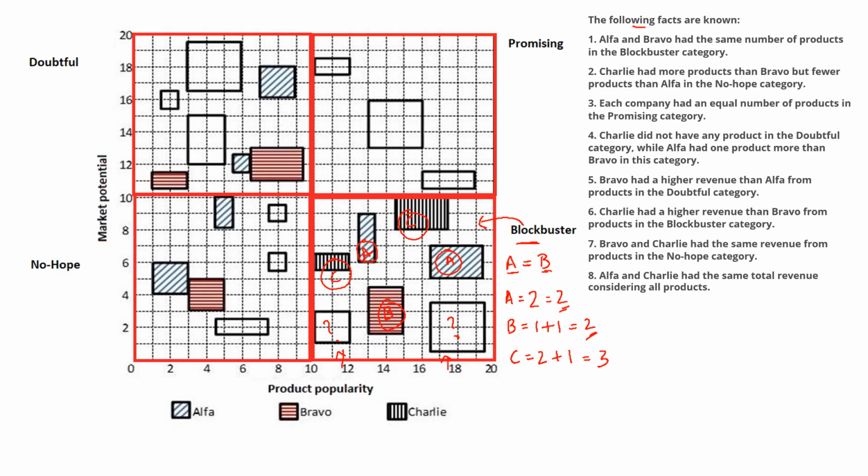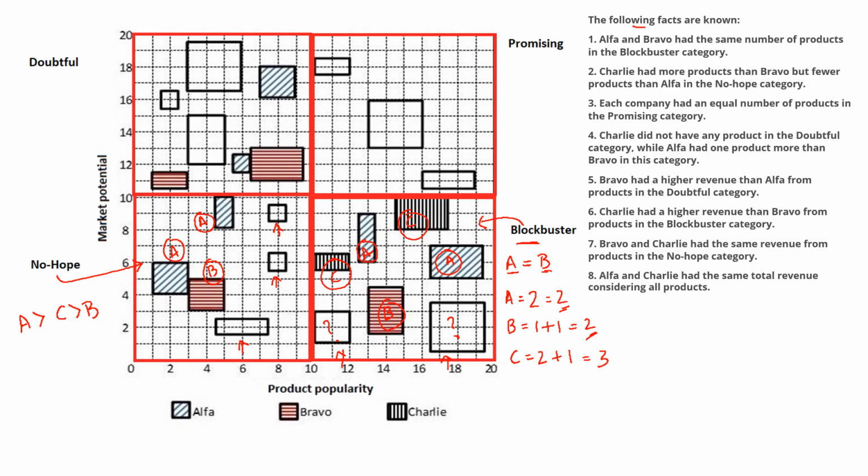Next, in the second, it is given that Charlie had more products than Bravo but fewer products than Alpha in the no hope category. Okay, now coming to the no hope category, it is given that Charlie had more products than Bravo but fewer products than Alpha. That means Alpha is greater than C and Charlie is greater than B, that means Bravo. So in this we have 2 boxes of Alpha, 1 box of Bravo, but we don't know which company these 3 boxes are of.